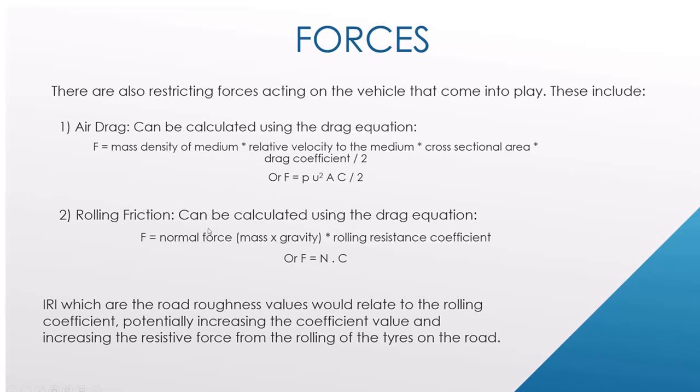So the IRI, the roughness of the road, we have the values for that, and if there's a higher IRI value, that's going to increase the rolling resistance coefficient. That's right here. So if we have a higher coefficient, that's going to increase the rolling resistance force that's acting on the car.